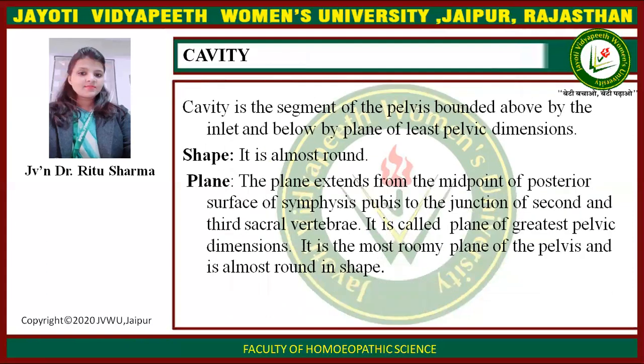Cavity: the cavity is the segment of the pelvis bounded above by the inlet and below by the plane of least pelvic dimensions. Shape: it is a round plane. The plane extends from the midpoint of the posterior surface of the symphysis pubis to the junction of the second and third sacral vertebrae, S2 and S3. It is called the plane of greatest pelvic dimension. It is the most roomy plane of the pelvis and is almost round in shape.